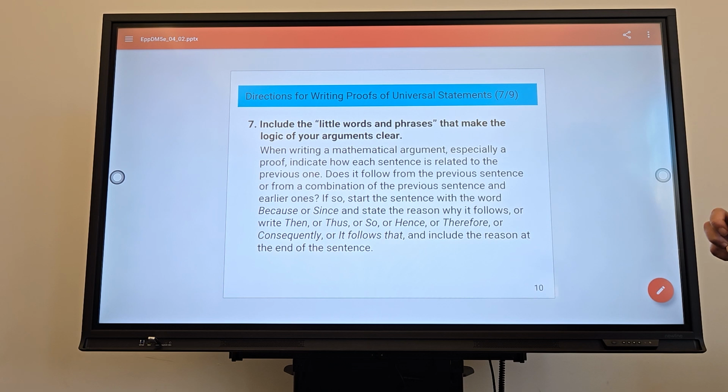Don't assume that the reader knows the reason for a step. State it explicitly. Include the little words and phrases that make the logic of your argument clear. Indicate how each sentence is related to the previous one.